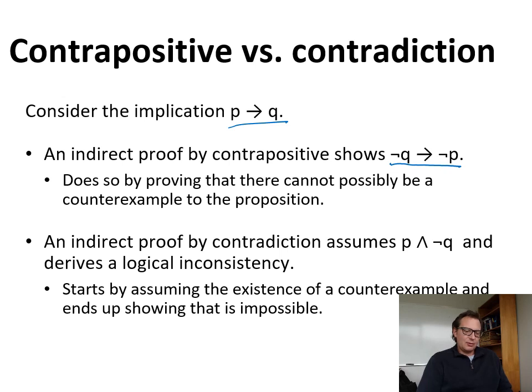If we have a proof by contradiction, we assume P and not Q, and we want to derive a contradiction, which is a logical inconsistency. So we start by assuming there is a counterexample, and we end up showing that it's impossible. So, that's the difference. So be careful about these differences.